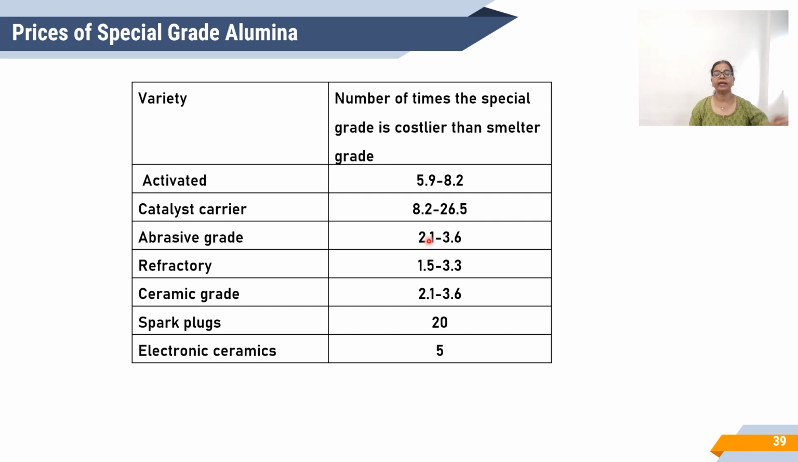Then the abrasive grade is 2.1 to 3.6 times. The refractory grade is 1.5 to 3.3 times that of smelter grade. The spark plugs, here you can see, have a 20 times value addition over the smelter grade, because in spark plugs and electronic ceramics and in special applications, as we have seen, they require about 99.99% purity, and hence they are used in these applications.